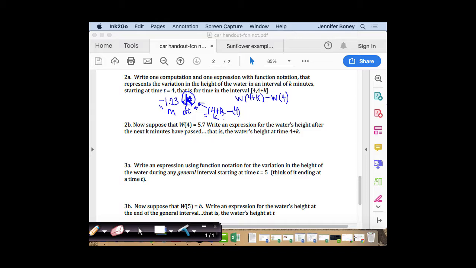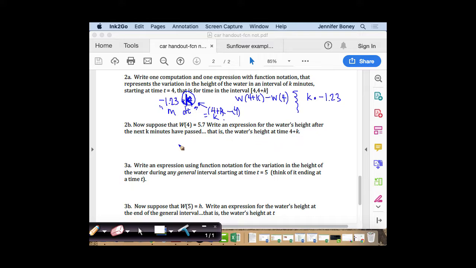So for 2B, let me just write this. And so you could think of it this way, but for any K second long interval, that's going to be K times negative 1.23, or negative 1.23K, would be the amount of decrease in the height of the water. The negative sign indicates the decrease. So if you had a value at the start of the interval, 5.7 is the height of the water at time 4, and I wanted to know after the next K minutes have passed, how high is the water afterward?